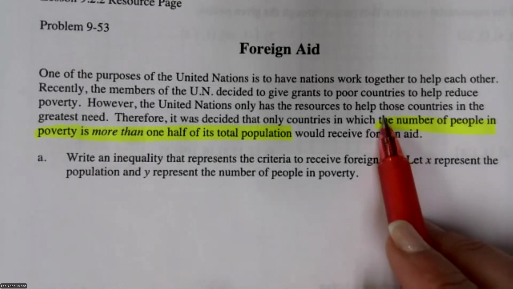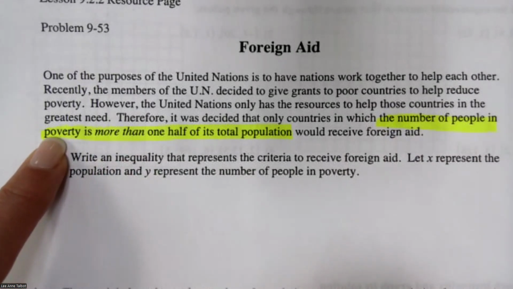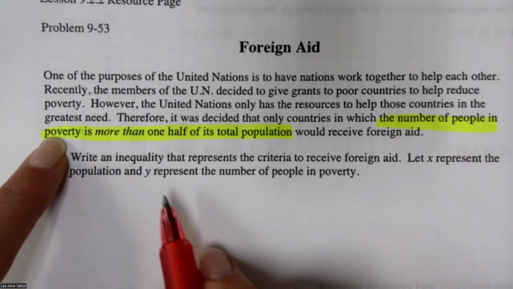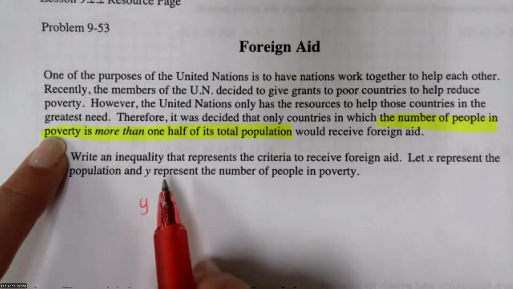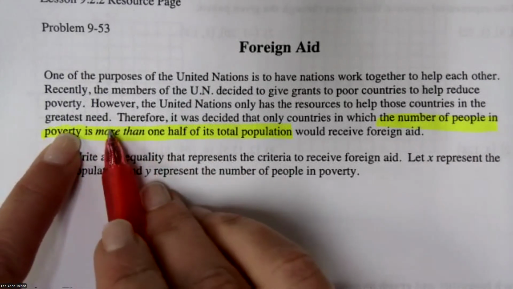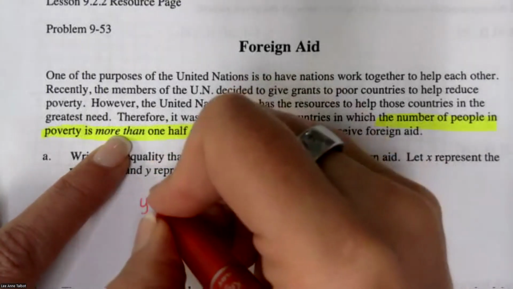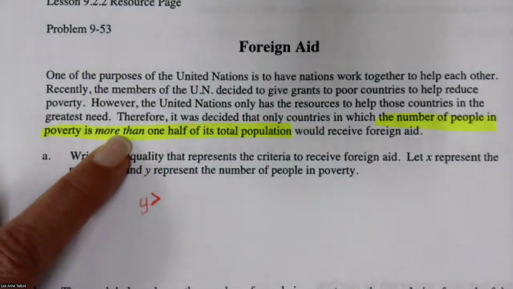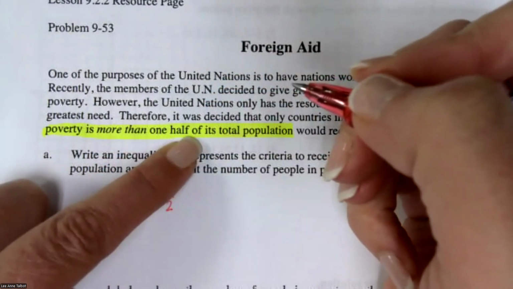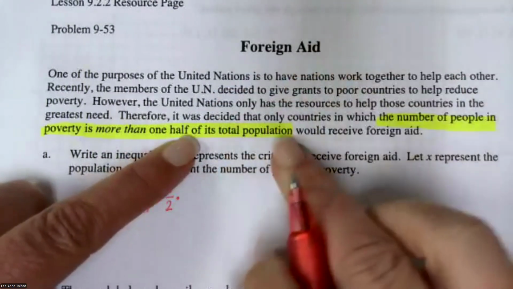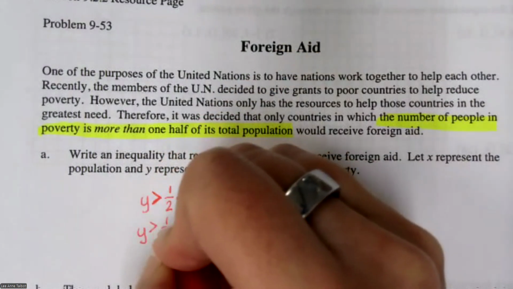Okay, so it says the number of people in poverty. What letter is that? Y. Usually it would be P, right? Okay, the number of people in poverty is Y. And then it says is more than. Okay, so then you look up at the crocodiles up there. More than is the greater than crocodile. One half of is times in word problems. What letter is total population? X. Okay, so we have Y is greater than one half X.